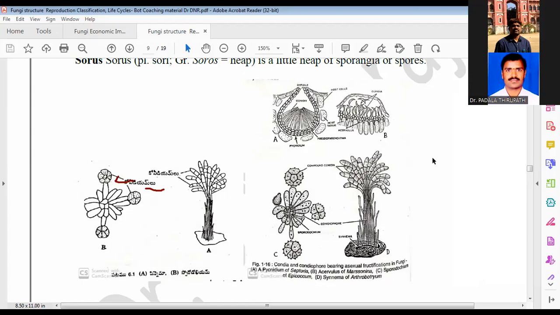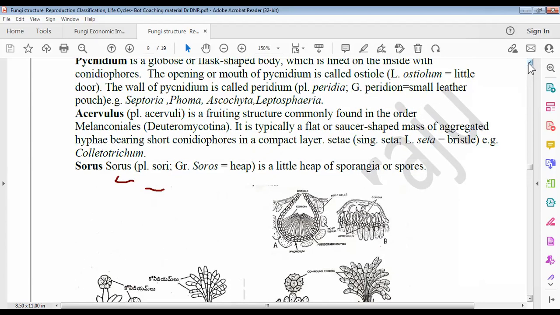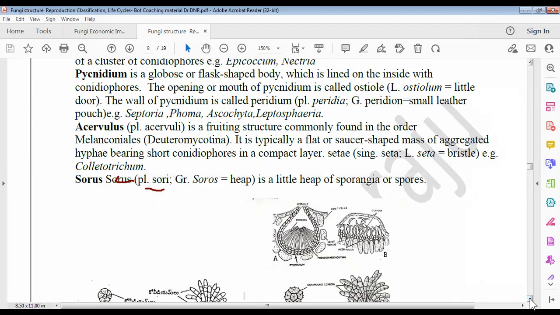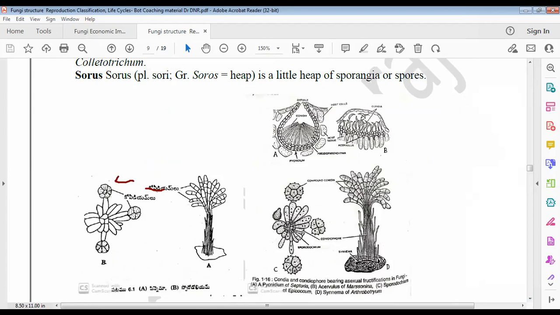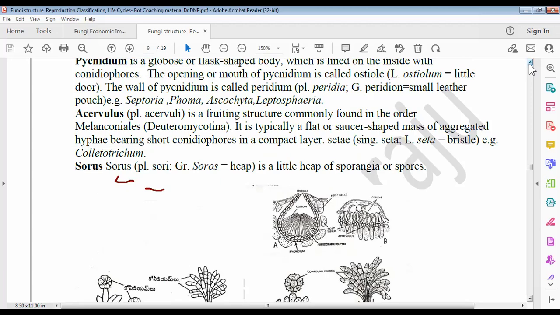Acervulus, pycnidium. Do you know or not? You all studied this. This is just a reminder. Here you see the pycnidium, a flask-shaped fruiting body. Pycnidium, a flask-shaped fruiting body. Which is present in? Phoma, Phyllosticta, Leptostroma, Ascochyta.